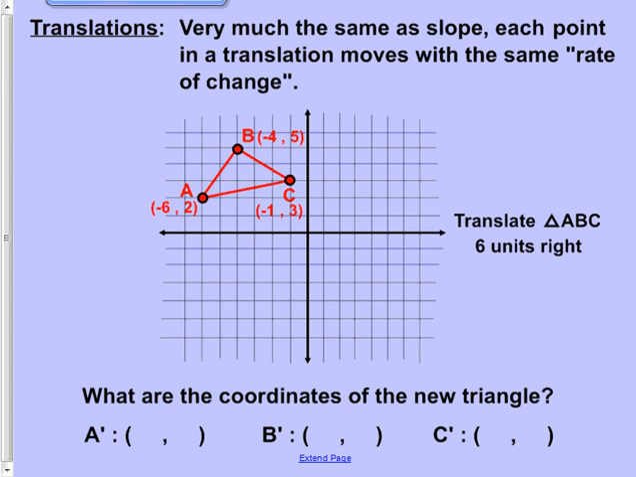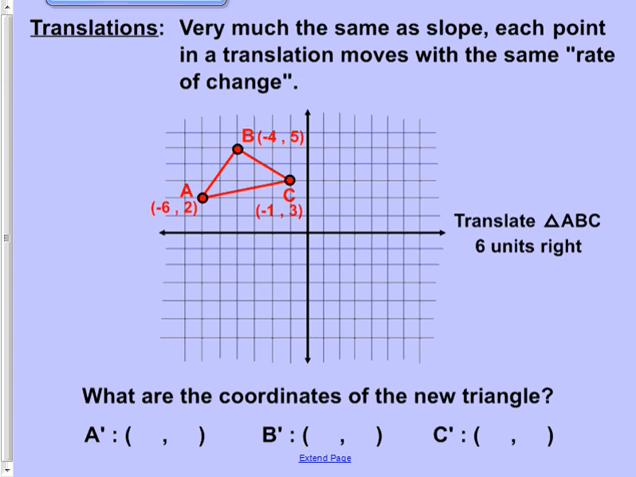So in other words, if we can figure out how one point moves accurately, then we can simply move all of the other points by the same measure of accuracy, and we should end up with the proper image. In the graph that you have here, we're given an instruction to translate triangle ABC 6 units right. The question at the bottom is: what are the coordinates of the new triangle? Of course, we start off with a pre-image, triangle ABC, and we will end up with an image, triangle A prime, B prime, C prime.